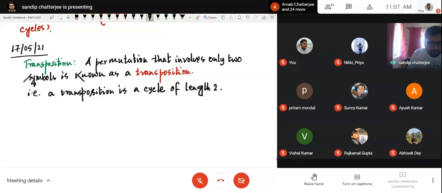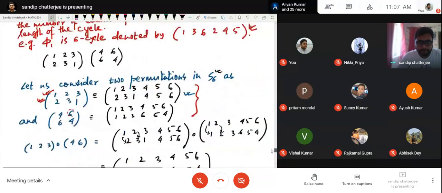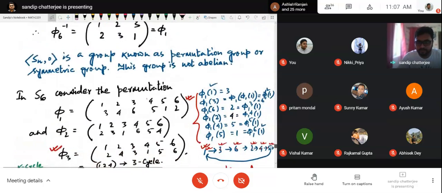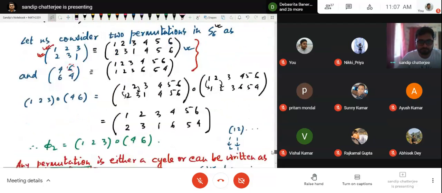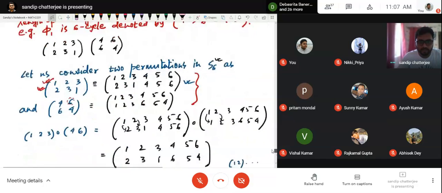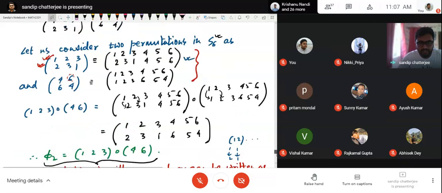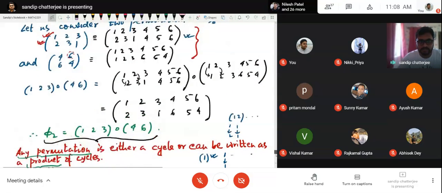For example, let us consider the previous problems that we dealt with, these three, phi 1, phi 2, phi 3. We have seen that phi 2, this permutation, can be written as a product of these two cycles. One cycle is of length 3, another cycle is of length 2. That means another one is a transposition.